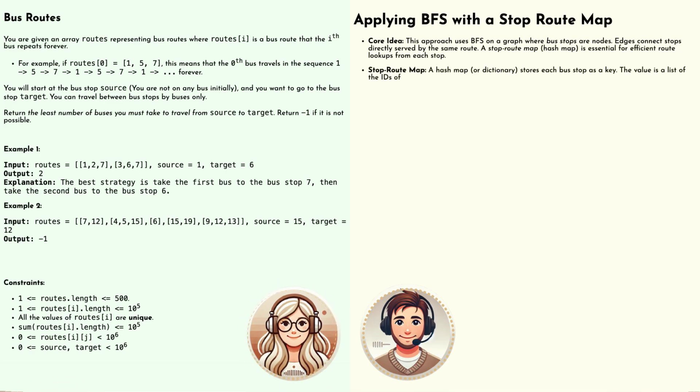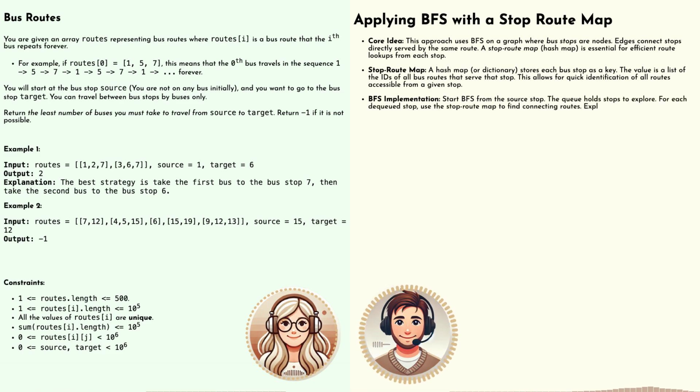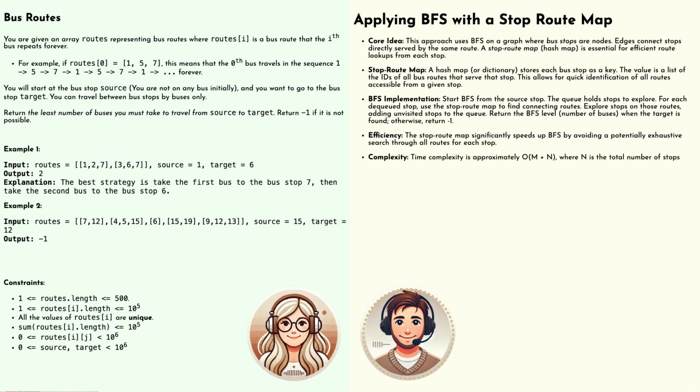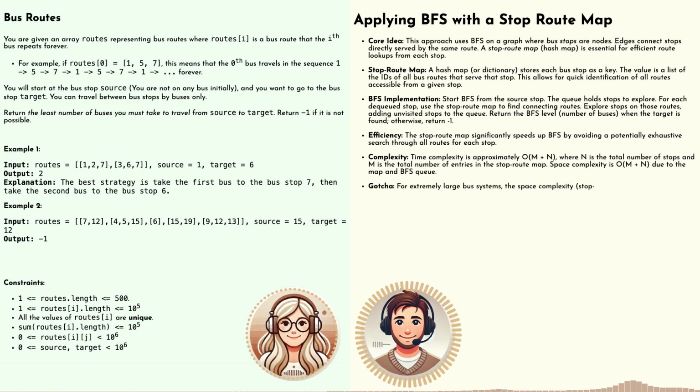There are two main approaches to applying BFS to this problem, and they both involve a clever little twist to how we think about the problem. One uses what we call a stop route map, and the other treats the bus routes themselves as nodes in a graph. Those sound pretty interesting. Let's start with that stop route map thing. What is a stop route map?